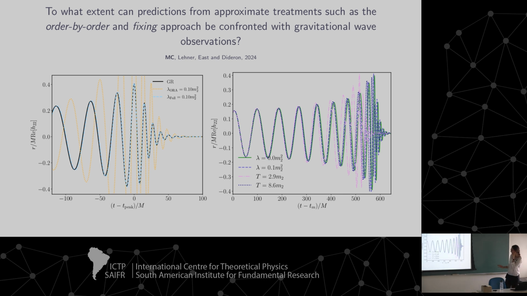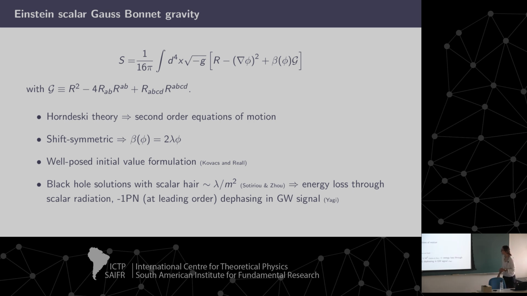We looked at this in a paper with Louise and Guillaume last year, but I didn't want to talk about it right now because I thought it was a bit too technical. So what I want to do instead is focus on one particular theory, use the first method, and show you what kind of deviations we expect in this theory. The theory I'm going to look at is Einstein-scalar-Gauss-Bonnet gravity.